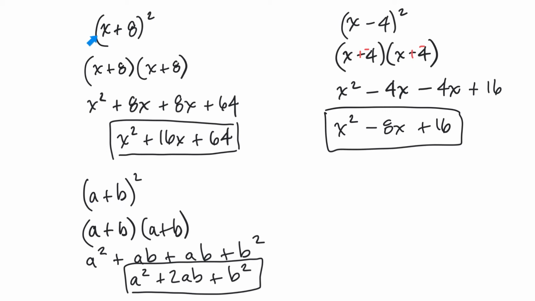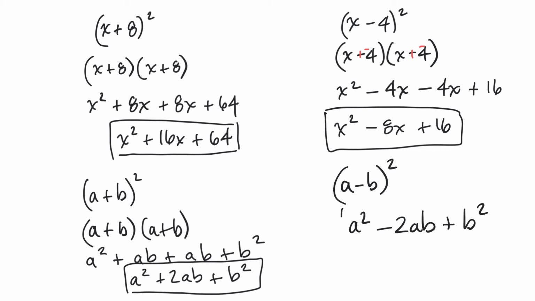So if I did the first term here, which is x, times the second term, which is 8, and then multiply that by 2, I would get 16x. And then the last term is just going to be the square of the second term here, the square of the 8, which is 64. And that same pattern happens if we switch it up and we do a minus b squared. You end up with a squared minus 2ab plus b squared. And so that's if you have a difference in your binomial, you get that.